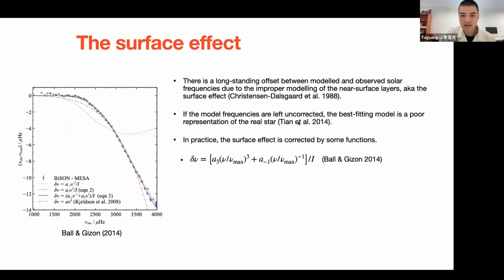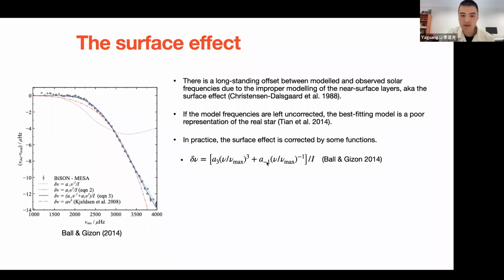If you do not correct this surface effect, the best fitting model is going to be a poor representation of the real star. In general practice, the surface effect is corrected by some functional forms, and one of the most popular functions is something like this. The small delta nu is the amount of surface correction. It is proportional to the frequency to the power of 3 and the frequency to the power of -1, and scaled by the mode inertia. Here the A3 and A-1 are just the 2 parameters that we need to determine.